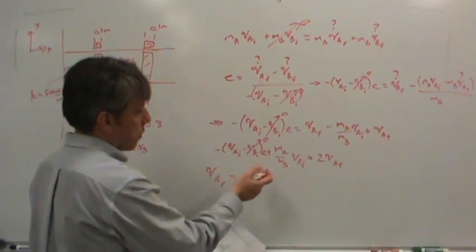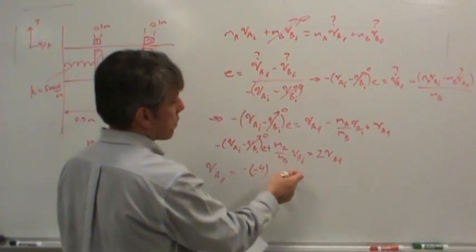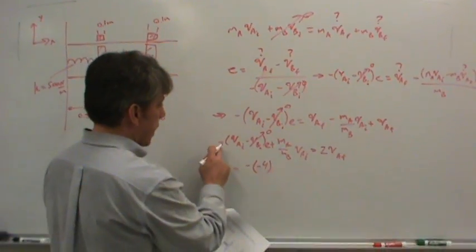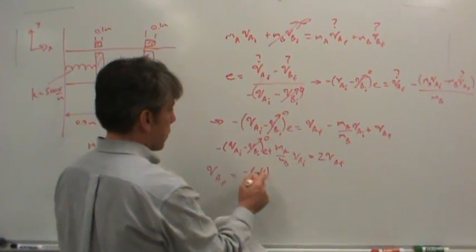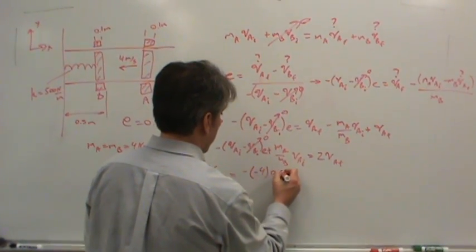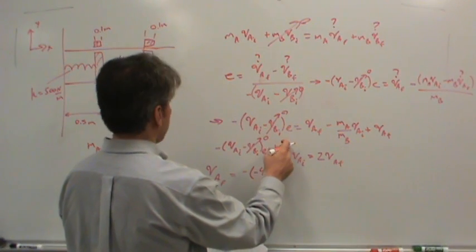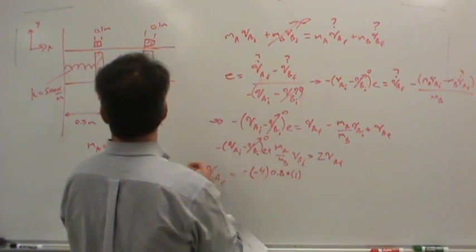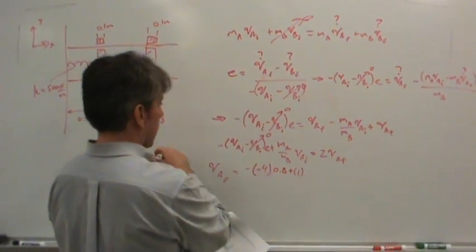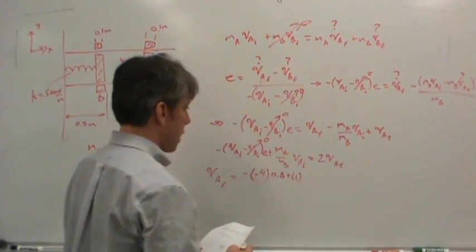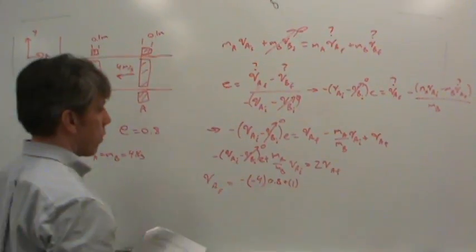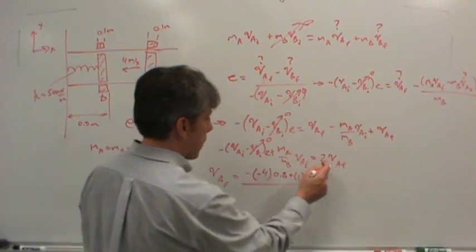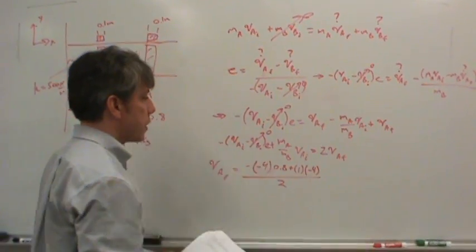This is all consistent. We can tell the mass units will cancel, and the velocity will come out in meters per second. So anyway, negative of negative 4 meters per second times E, which is 0.8, plus the mass of A over the mass of B, well, both are the same, so that's just a 1, times VA initial. Well, VA initial, let's see, it's a negative 4, right? So negative 4. Don't forget we need to divide the 2 out, and we'll have units of meters per second.